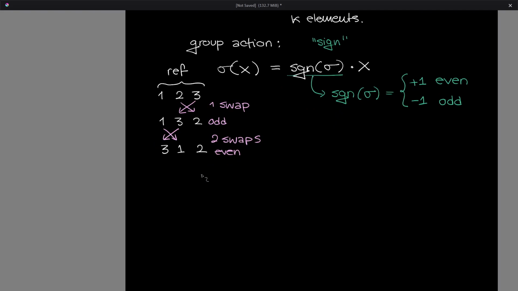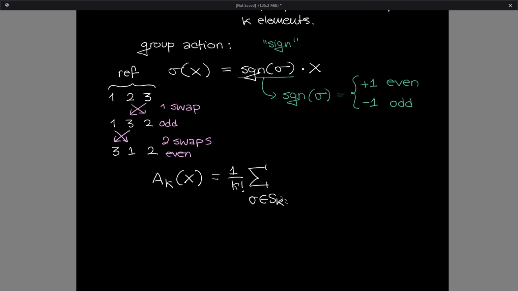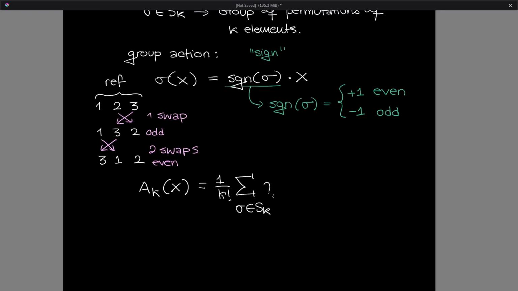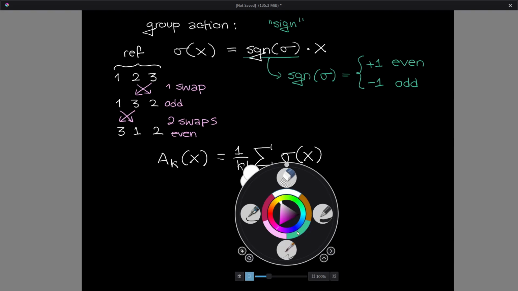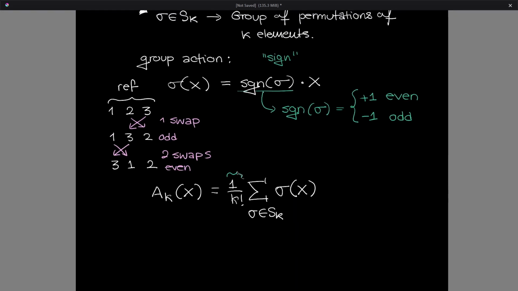So now we can define the alternating map, which is going to be called AK. AK of x is equal to 1 over k factorial, the sum of sigma an element of Sk. So we're taking every permutation from the permutation group on k elements, and we're applying it to x along with the appropriate sign. You might be wondering about this little factor up here.